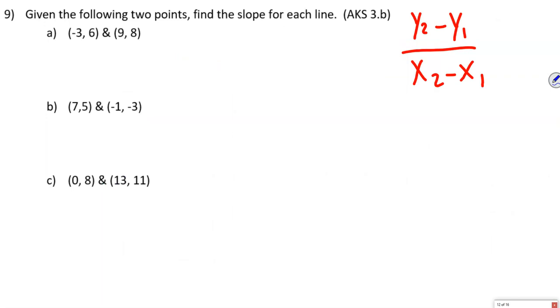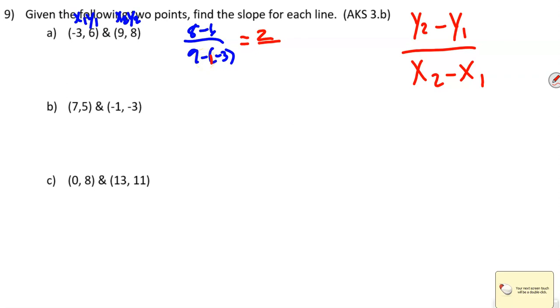All right, so this is the formula for slope. And so all we're going to do, x1, y1, x2, y2, is populate this formula. 8 minus 6 over 9 minus negative 3. So this is going to be a plus. So that's going to be 2 over 12, and that means this slope is 1/6, okay?